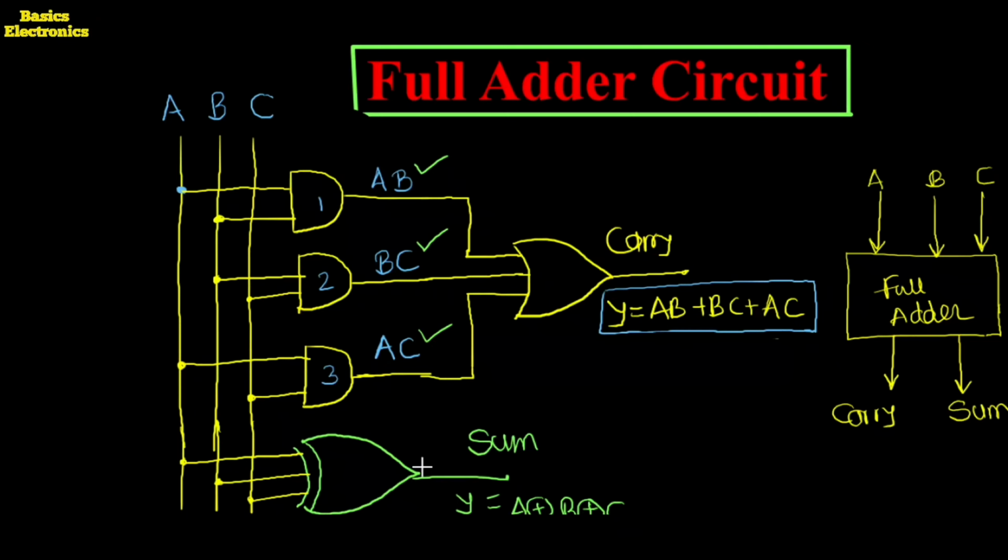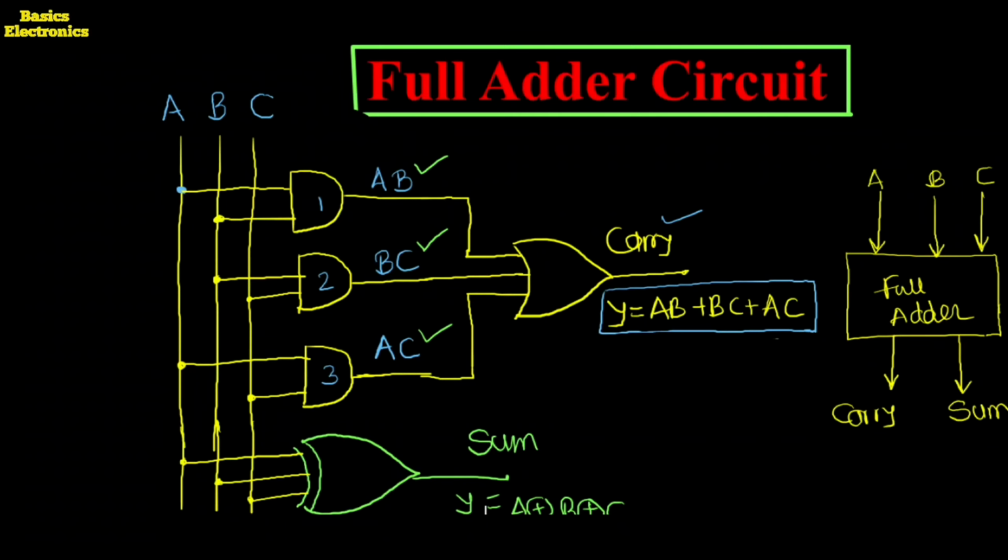From that the combination of the first two bits is applied to the first AND gate. Then the second combination of the 2 bits from the 3 binary bits is applied to the second AND gate, and also applied to the third AND gate. The outputs of all 3 AND gates are applied as an input to the OR gate, and this OR gate output is considered as a carry, and the carry equation is given by Y equals AB plus BC plus AC. All these three inputs A, B, C are applied to the XOR gate.